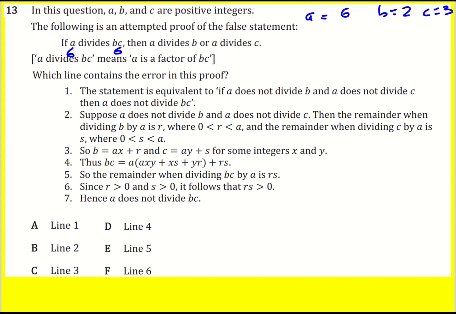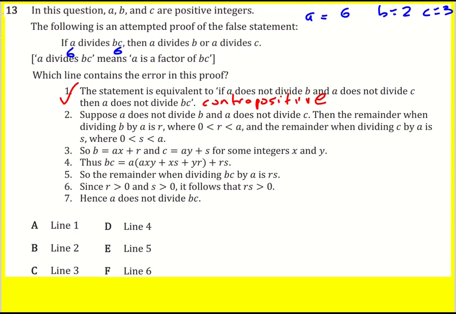But we're asked here to find the error in this proof, and it's quite subtle actually. Let's look through. The statement is equivalent to: if A does not divide B and A does not divide C, then A does not divide BC. This is the contrapositive, and they are equivalent statements. If one statement is true, then the contrapositive is true, or if the statement's false, the contrapositive is false, and vice versa. So that is okay, and that is now what we're equivalently trying to prove.